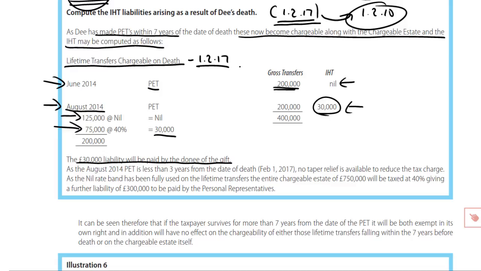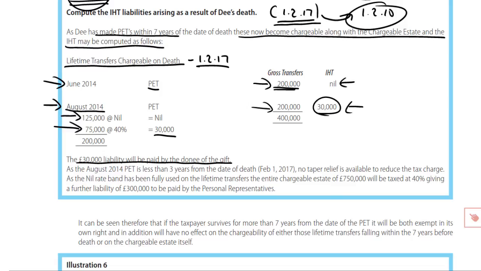So although the donee pays, the amount of tax payable by the donee is nothing to do with them and everything to do with the donor. It's a cumulative donor-based tax. Look at what we've got within the space of just a few months, June 14 to August 14. We have made two transfers, both gross transfers of £200,000. They're both the same. So each individual beneficiary was benefiting from the gross transfer of £200,000.